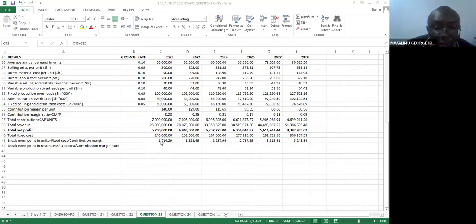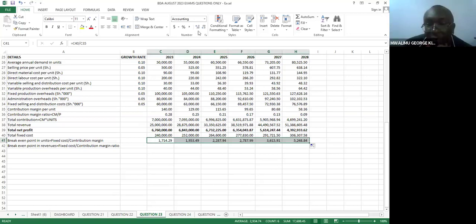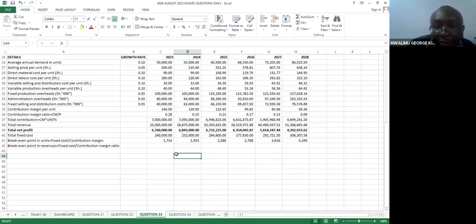So now these units are not supposed to have decimals. So let's remove the decimals. Units should be whole figures. Yeah, that way, and remove the decimals. But even if you leave them with decimals, you can't be penalized. But for practice purposes, you cannot advise the client on decimals.